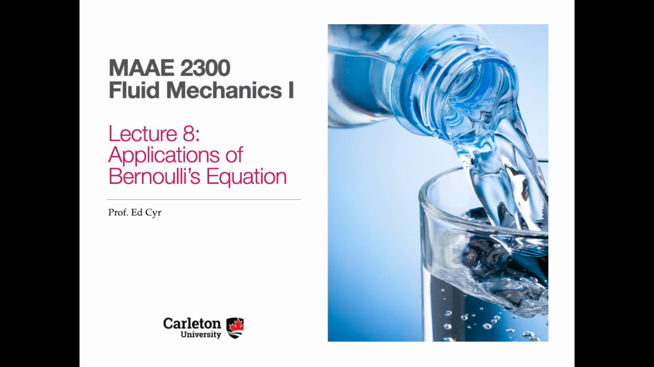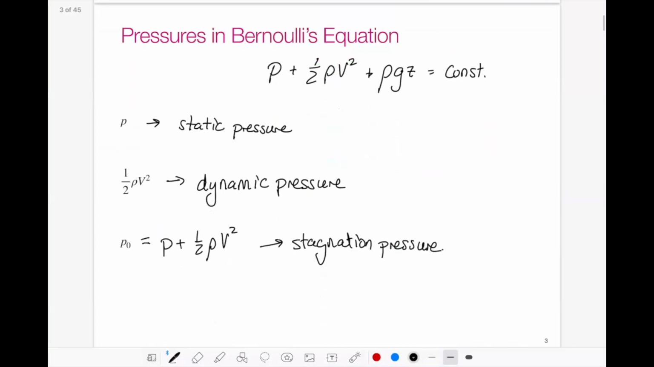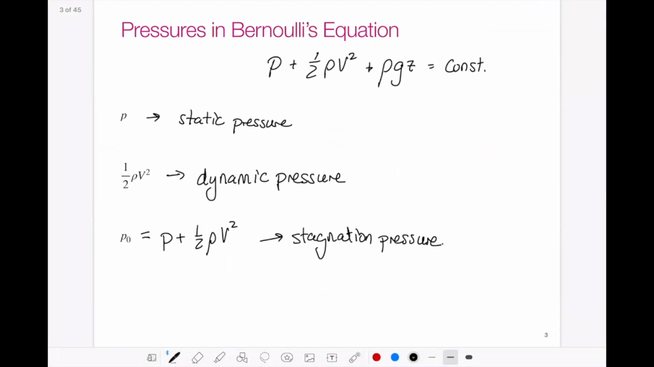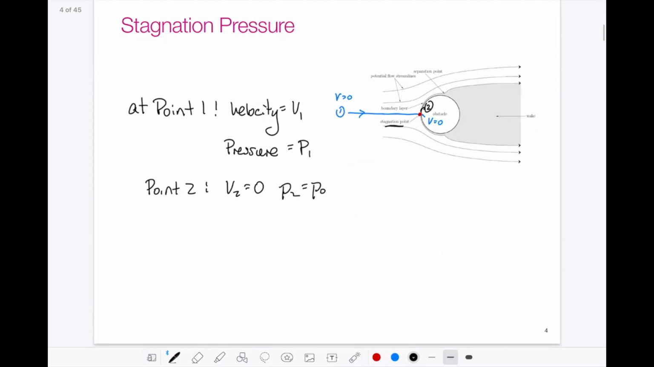All right, so continuing from last week, we finished off talking about some applications of Bernoulli's equation after we derived Bernoulli's equation. And we had a few different devices, and we talked about different kinds of pressure within Bernoulli's equation depending on the form that we wrote it in. We could write it in the form of pressures. We'd have static pressure, dynamic pressure, and stagnation pressure, which was the combination of our static and dynamic pressures. We defined what stagnation pressure means.